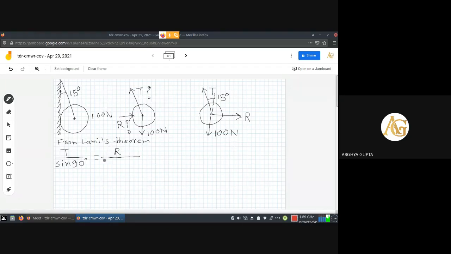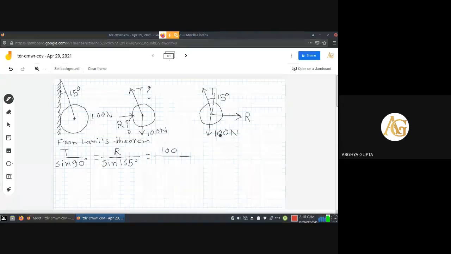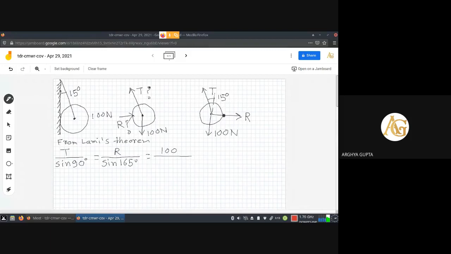So R by sine 165 degree is equal to 100 divided by sine of the angle between the other two. The angle between R and T is 90 plus 15, so 105 degree. Sine 105 degree. So that is how Lami's theorem has been applied.